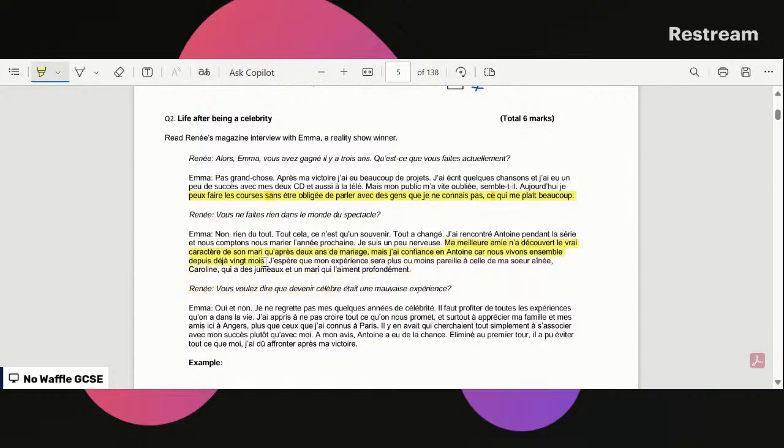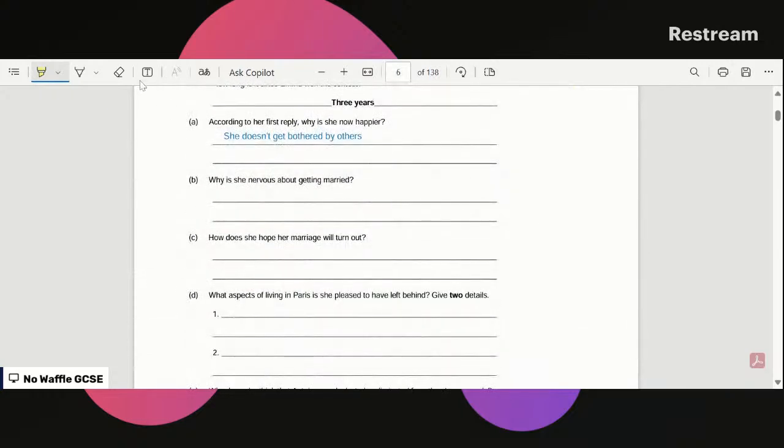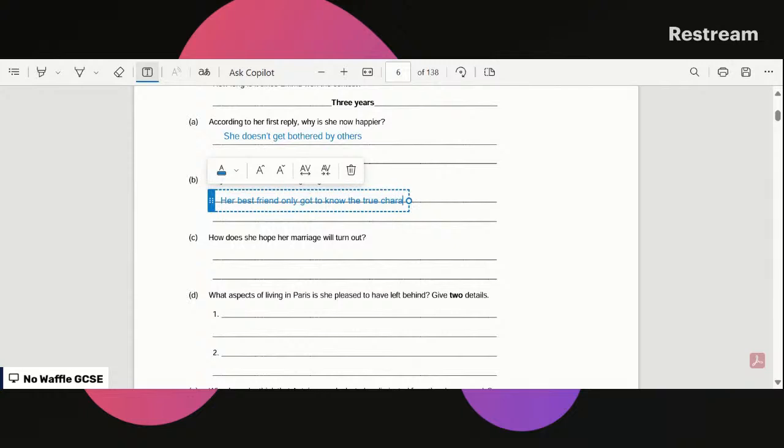And she doesn't want the same thing to happen with her husband. So that's all you have to say. If I'm going too fast or too slow, do let me know. So you can say she's nervous because her best friend only got to know the true character of her husband 2 years after marriage.